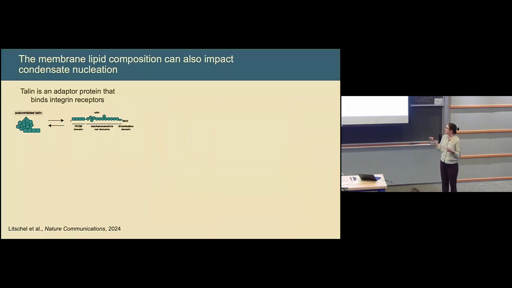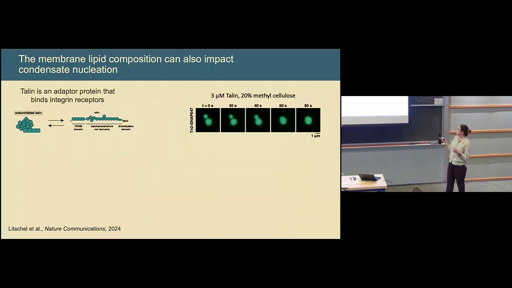And what we found is that it's really when it's in an open conformation. Talin is maintained in a closed conformation in the cytoplasm, and then it has to undergo a conformational change where it unfolds and opens up to reveal the binding sites for different proteins. And it's when talin is in this open conformation that it can undergo phase separation. So when we purify talin and favor the open conformation through a variety of ways, we see that we can form these condensates in solution.